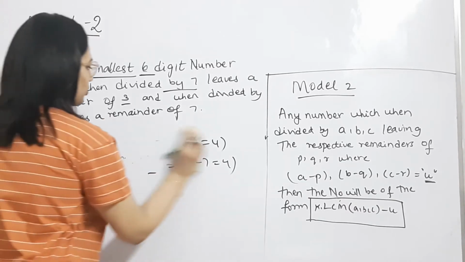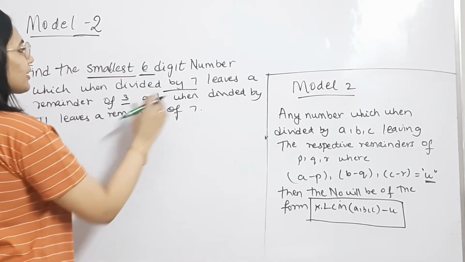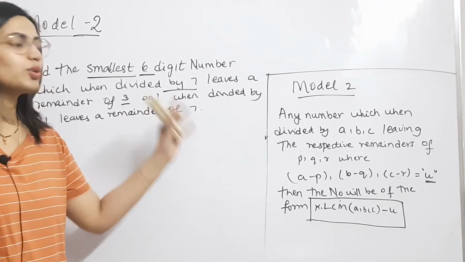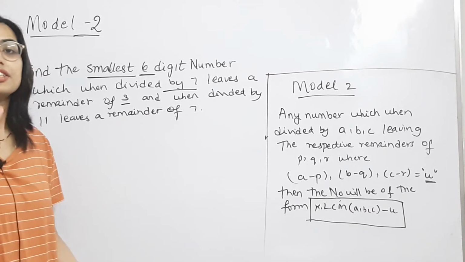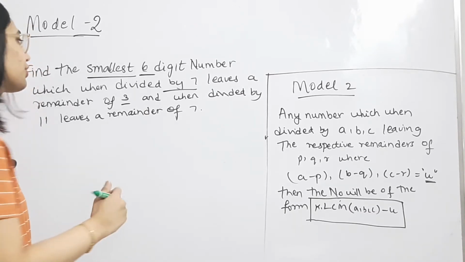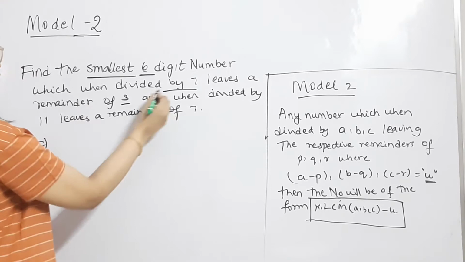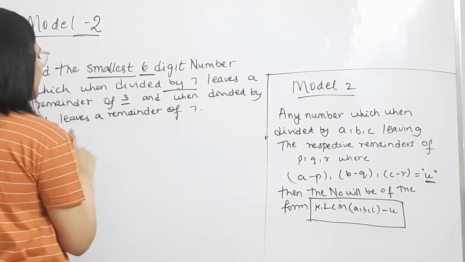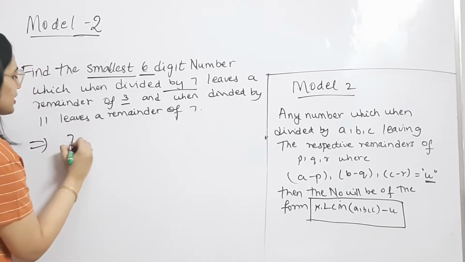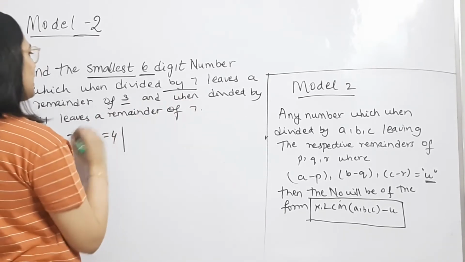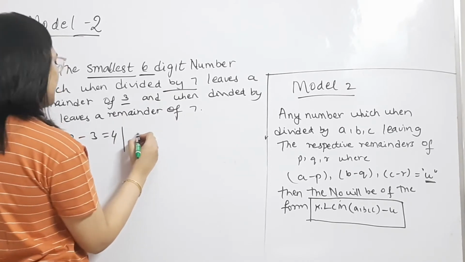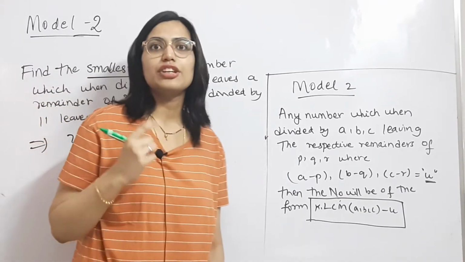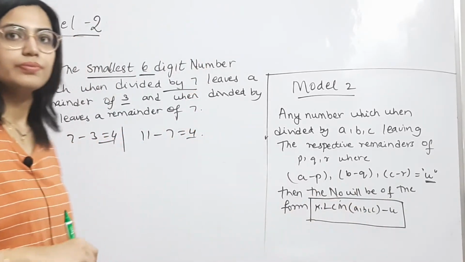Now, in this problem, as soon as you see any problem of these models, see what the remainder is. If it's a common remainder, do model 1. If it is not a common remainder but the difference between divisor and remainder is common, model 2. So you know that when divided by 7 it leaves a remainder of 3, and when divided by 11 it leaves a remainder of 7. So 7 minus 3 is 4, and when divided by 11, 11 minus 7 is also 4. So immediately you need to understand that you need to use this second method.